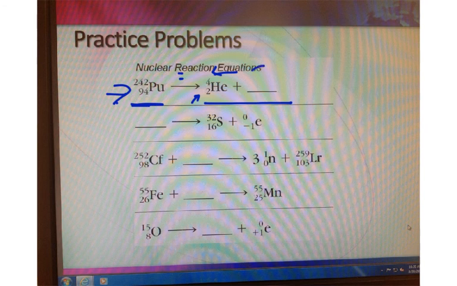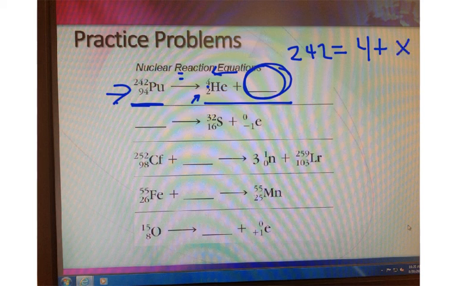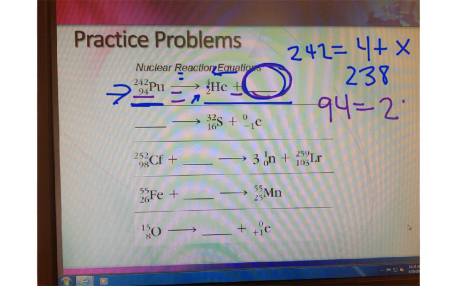So if we look at the top, we need to figure out what goes in here. If you figure it out, it's 242. Instead of an arrow, I'm going to do it as an equal sign. 4 plus, and now I need to figure out this blank right here. So what number plus 4 equals 242? That would be 238. Now I need to do the bottom. Okay, so I'm going to do 94 equals 2 plus, once again, I need to figure out this one. So what number plus 2 equals 94? That would be simple math, and that's a 92.